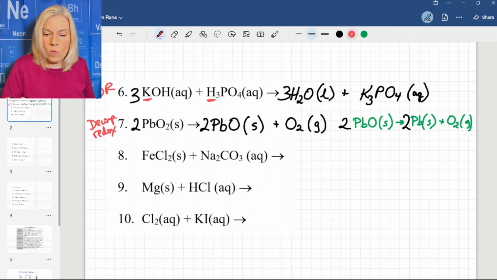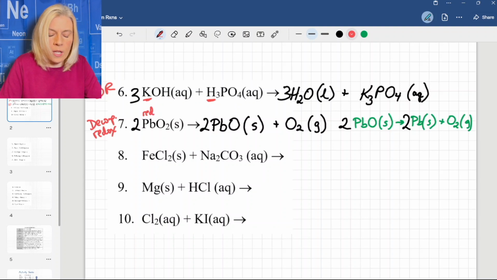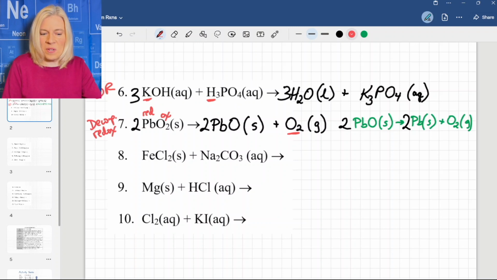We can quickly go through what's oxidized, what's reduced. Well, lead went from 4 plus to 2 plus, so it had to gain, it is reduced. And oxygen went from -2 to neutral, so it lost its electrons. It's oxidized. Okay, let's keep going.